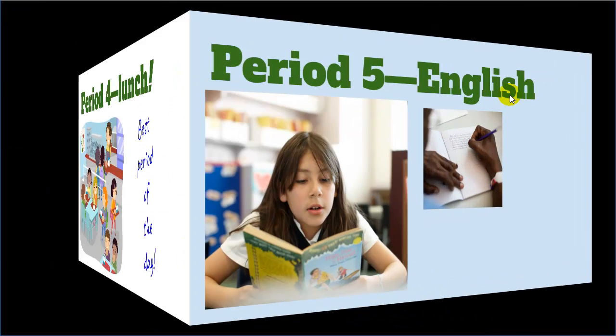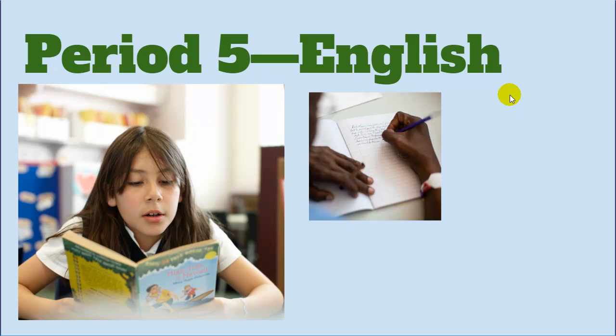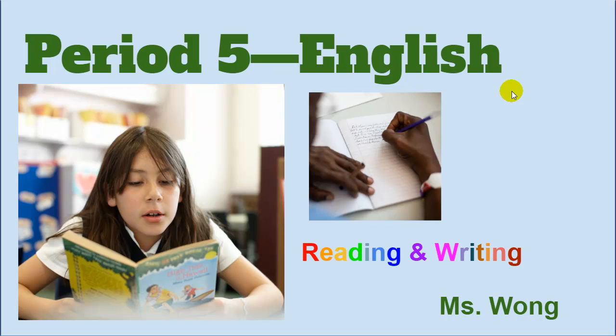A transition. Good. My next class is period 5, and I pretended like I have English, and so I tried to put in some pictures that have something to do with English. Now I'm going to click it and see if I have any animation. I give it a click. Well, it has reading and writing, and I have Miss Wong. Give it a click. We'll see what's going on for period 6.